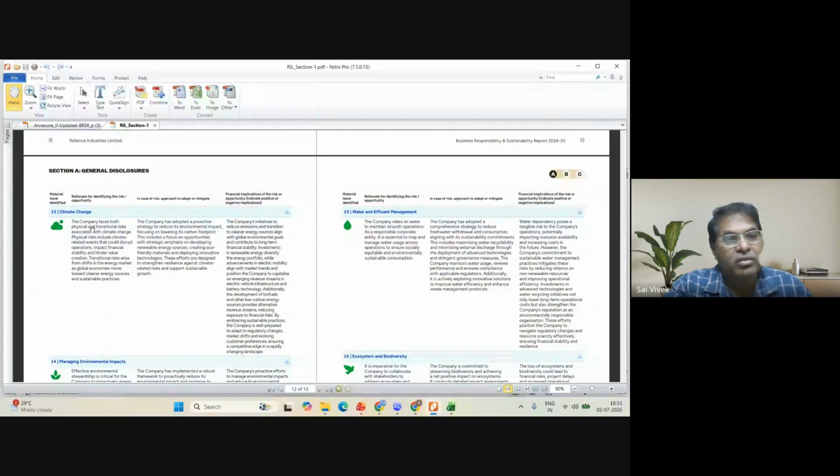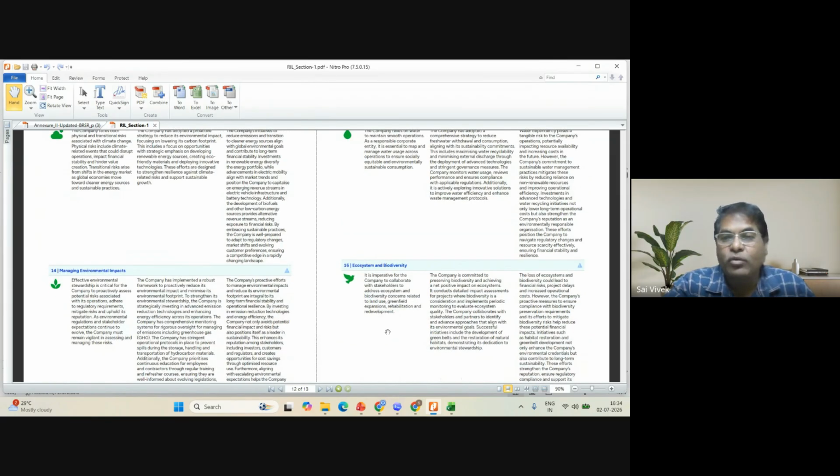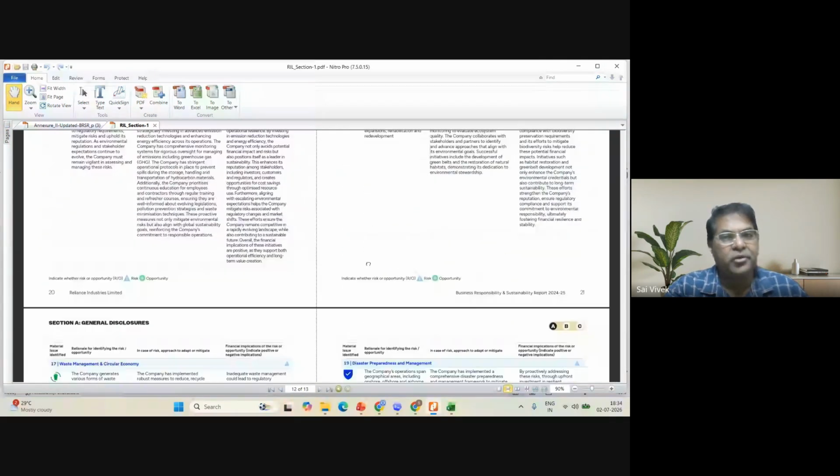Climate change is both a risk as well as an opportunity. Left to itself, it is a risk, whereas if you can strategically work on it by creating renewable energy, creating eco-friendly materials, deploying innovative technologies, through implementing these strategies, this risk can be turned into an opportunity. Similarly, with water and effluent management, water scarcity is a risk, whereas water recycling and efficient practices of water management would become a resource opportunity. Managing environmental impacts, ecosystem and biodiversity, all these are turned into opportunities, whereas risks are always there.